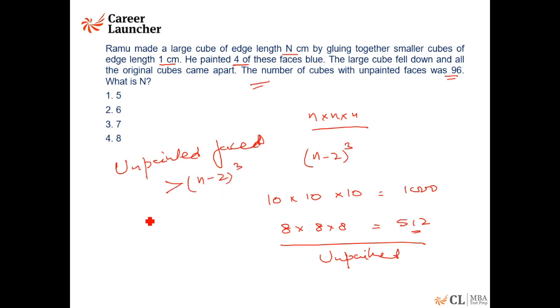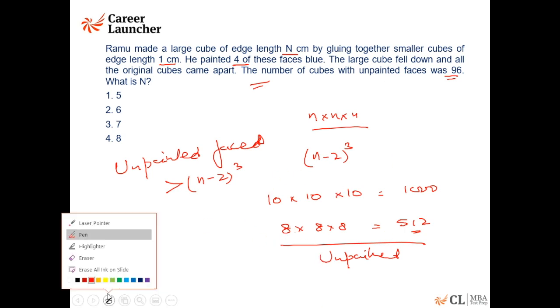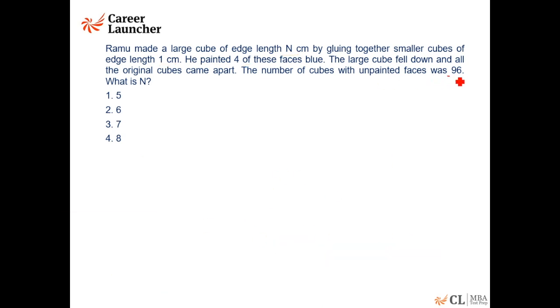Isn't it? Okay. So now let me go to the question and let me eliminate choices. I know the total unpainted is 96. What will be the unpainted cubes in this case? The inside ones. I am looking at the n minus 2 whole cube. What is n minus 2 whole cube for each of them? This is 6 cube, which is equal to 216. But I have only 96.